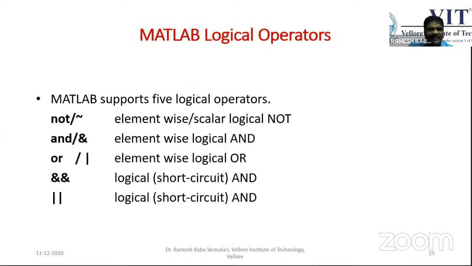Then MATLAB logical operators. A logical operator will say whether the logic is correct or not. So not means a logical not, element wise or scalar wise, whatever it may be. We can use either matrix wise or scalar wise. And we can use the symbol for or, which you already saw, a vertical bar. Double and is a logical and, and two vertical lines give a logical short circuit or. So these are the various logical operators.